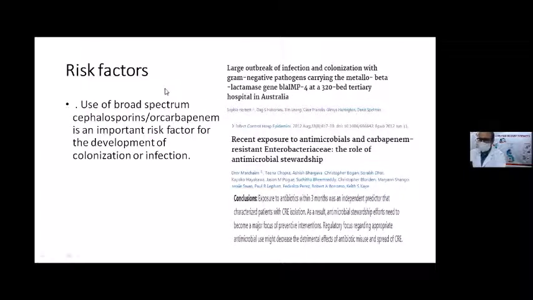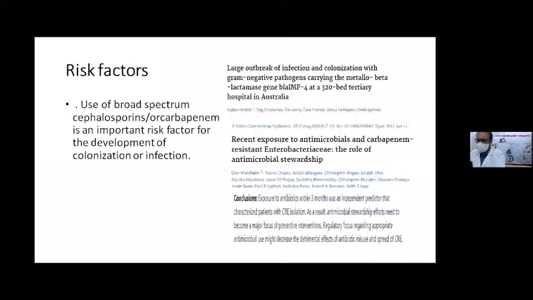Now, what are the risk factors which make a person prone to infection with carbapenemase producing Enterobacterales? Use of broad spectrum antibacterials is the single most important risk factor, or previous use of carbapenem is a risk factor for developing colonization or infection. In this study, it has been concluded that exposure to antibiotics within 3 months was an independent predictor that characterized the patient with CRE isolation. As a result, antimicrobial stewardship effort is a major focus to prevent the infection. So previous exposure to any of the cephalosporins or carbapenems is a very important risk factor for having carbapenem resistant Enterobacterales.